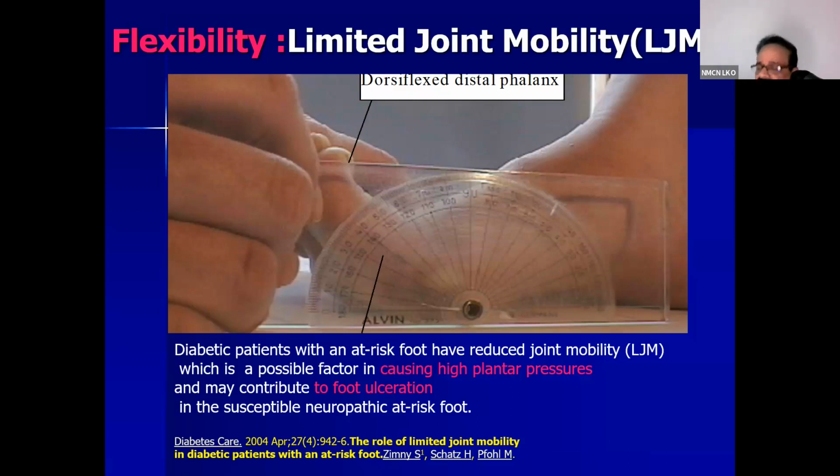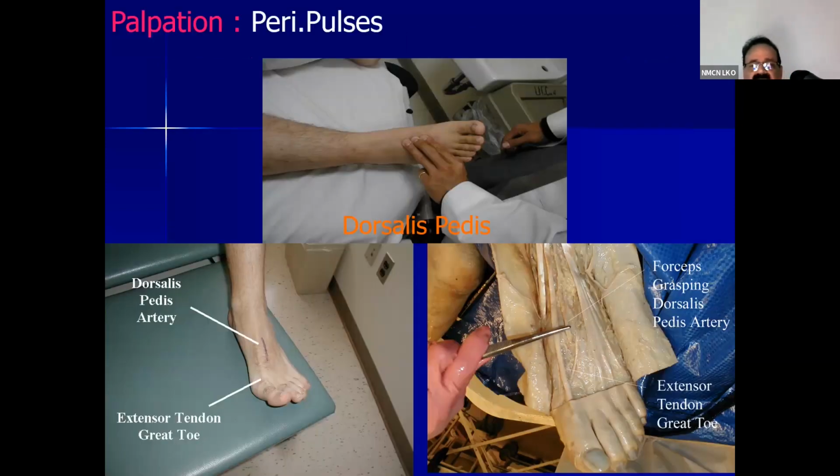That is why there is more pressure under the first metatarsal. As Dr. Gyan has told us, most of the ulcers are confined to under the first metatarsal bone, the head of the first metatarsal bone.